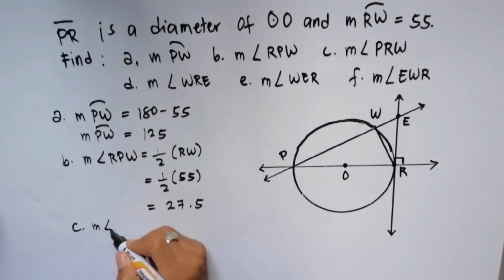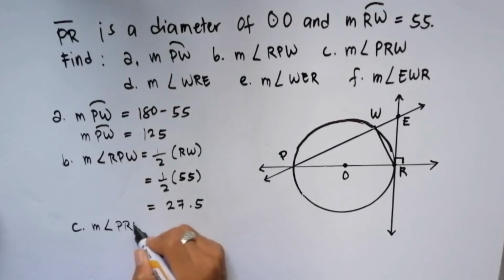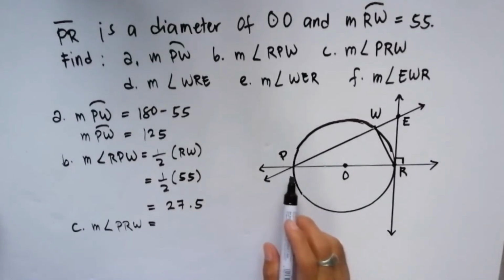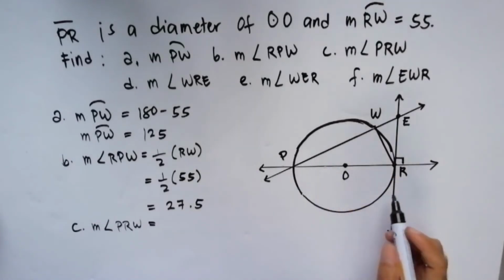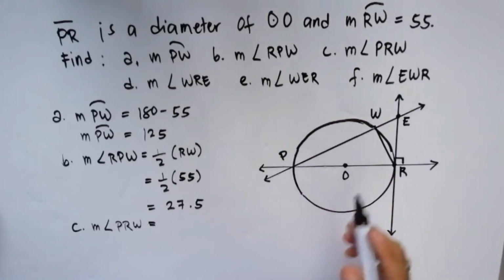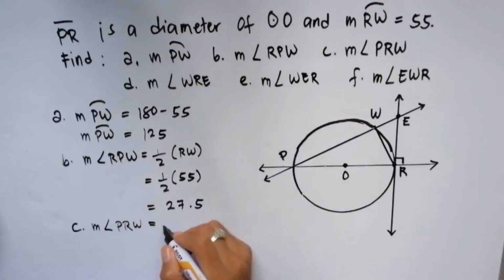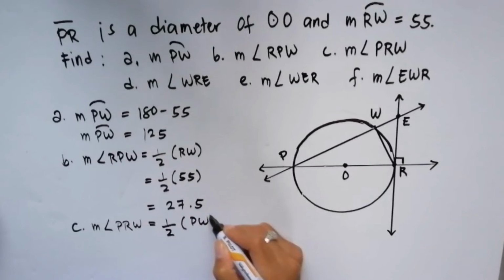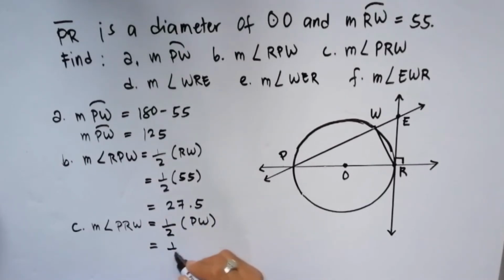Okay, next, letter C. The measure of angle PRW is equal to 1/2 of its intercepted arc, which is PW. So we have 1/2 times PW. So that is equal to 1/2 times 125. So the answer is 62.5.